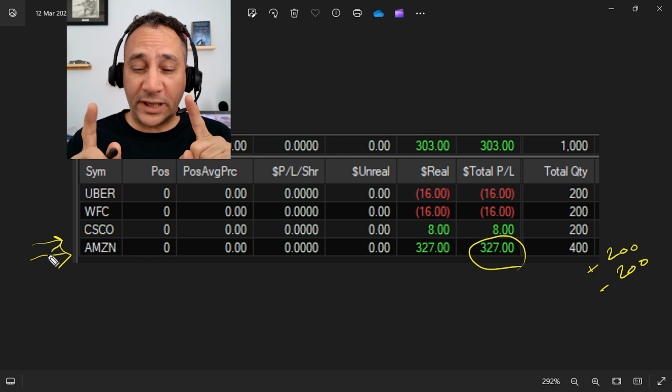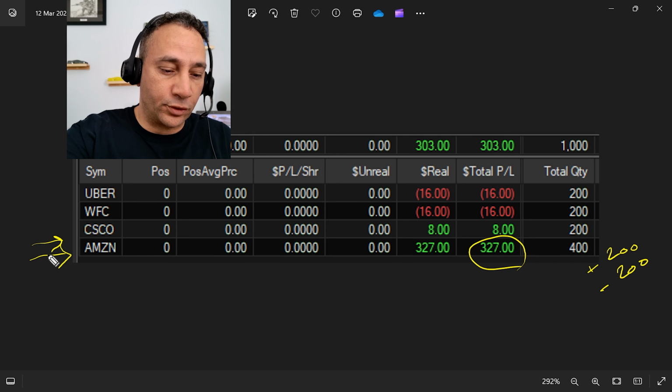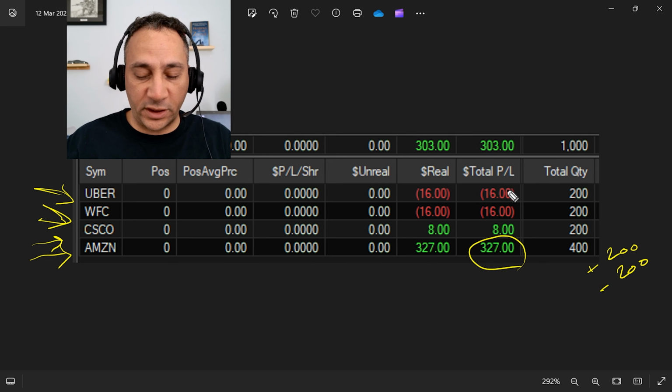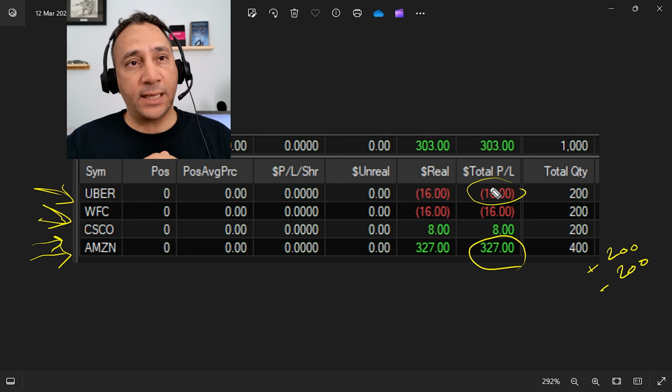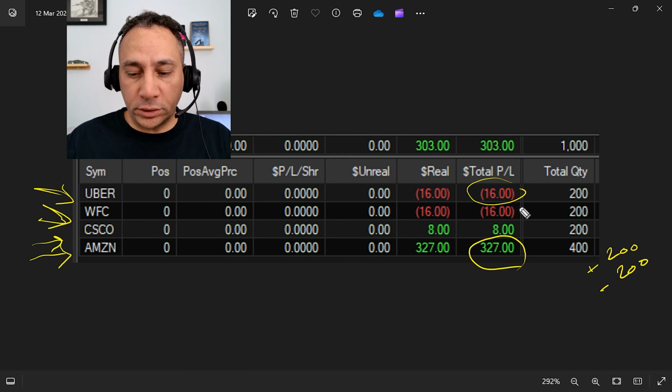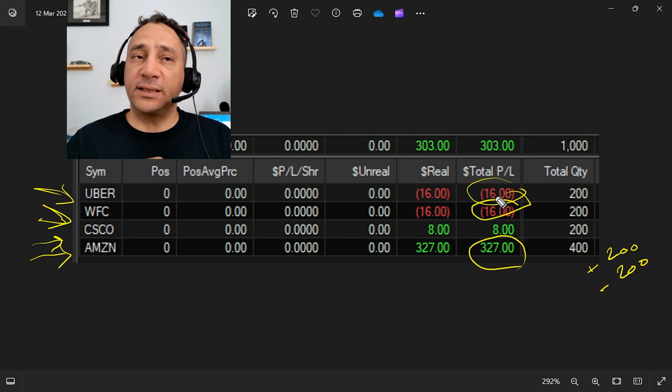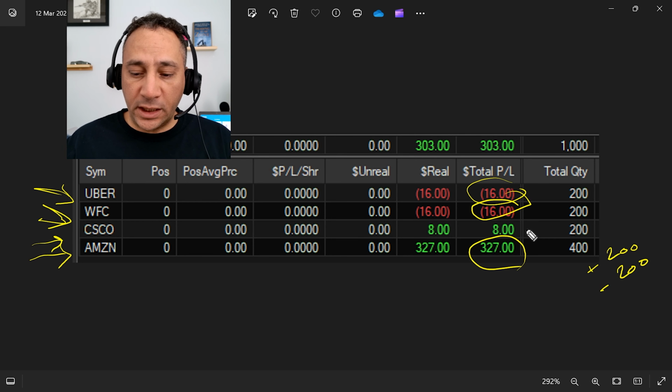But the beauty of that trader is the fact of his losing trades. Look at his losing trades: $16 in Uber, $16 in WFC, which is Wells Fargo. Total loss $16. Total loss $16. That's consistency. That means he was not losing more than 15-16 cents per share. That's his risk.